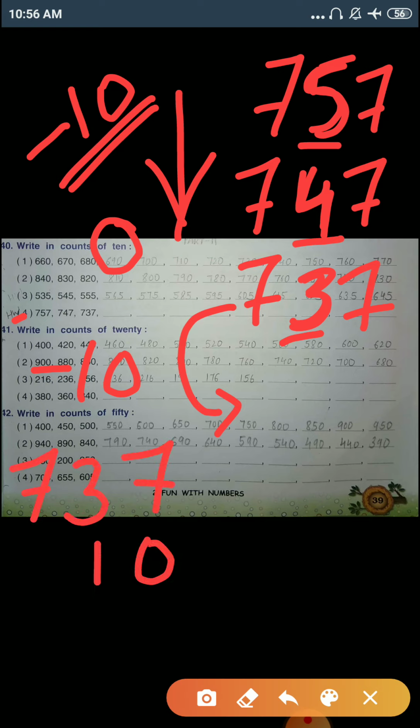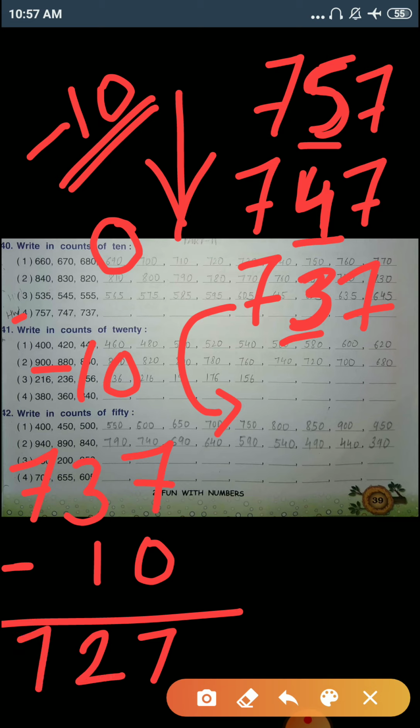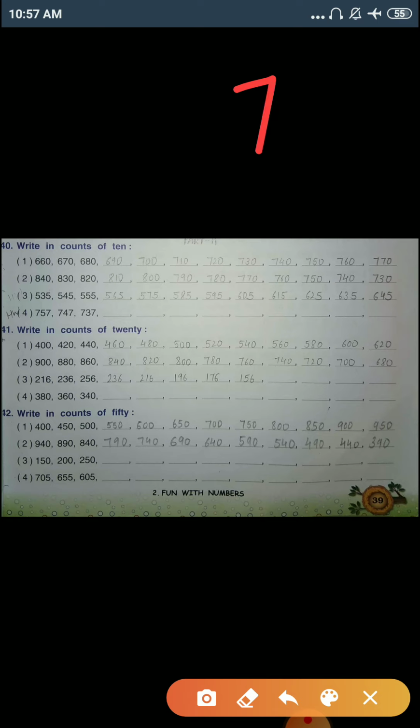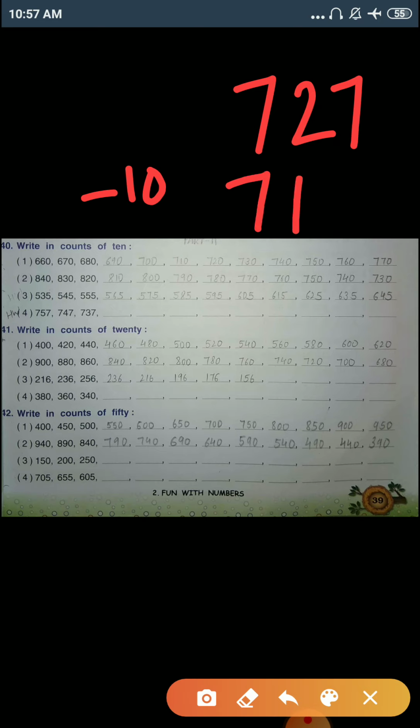737 minus 10. Now, subtract: 7 minus 0 is 7, 3 minus 1 is 2, and 7 as it is. So, our next number will be 727. Okay. Then for the next number, we need to again subtract 10 from the number. That means 717. Again, we need to subtract 10 for the next number. So, 707.